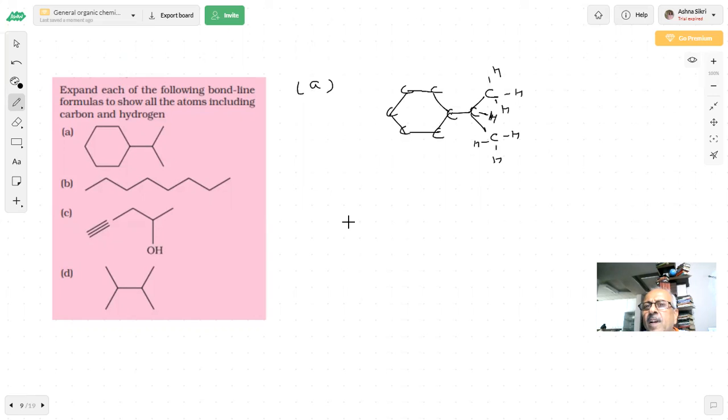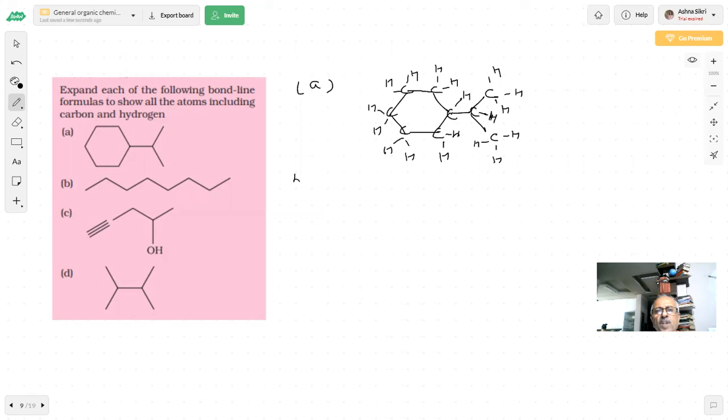Carbon, 1, 2, 3. There should be 1 hydrogen here. Here, how many should be there, students? 1, 2, 3, 4. Am I right or wrong? Right, sir. Okay.